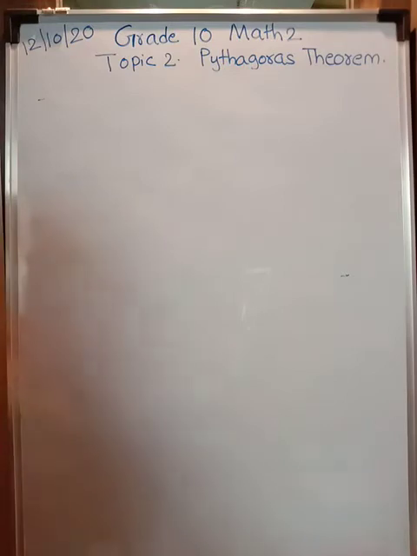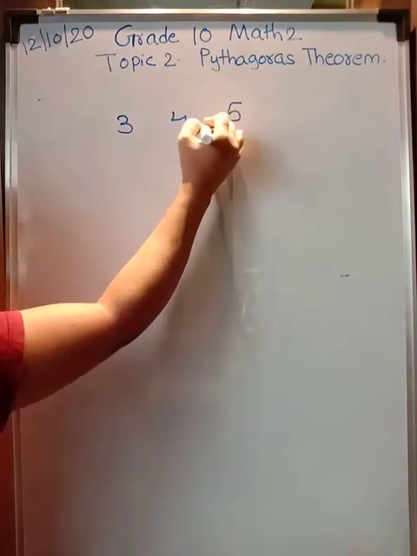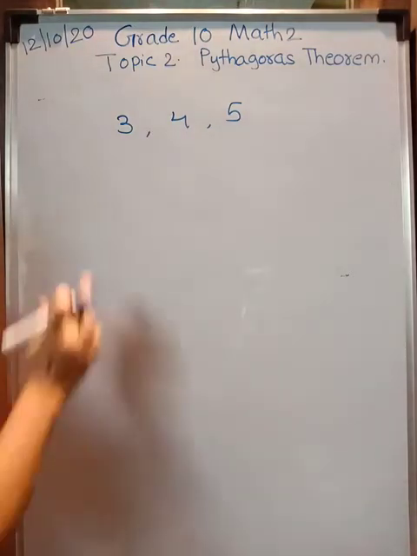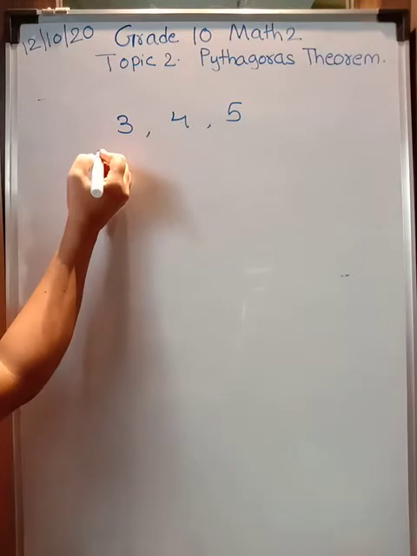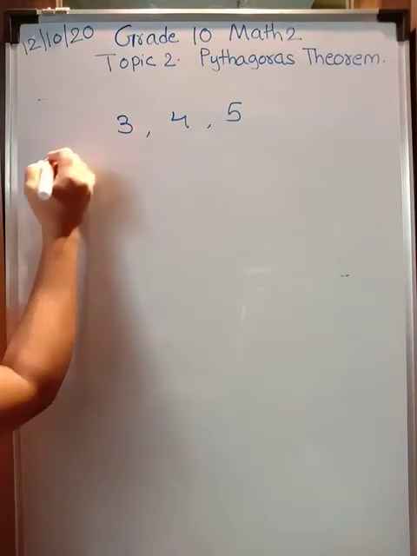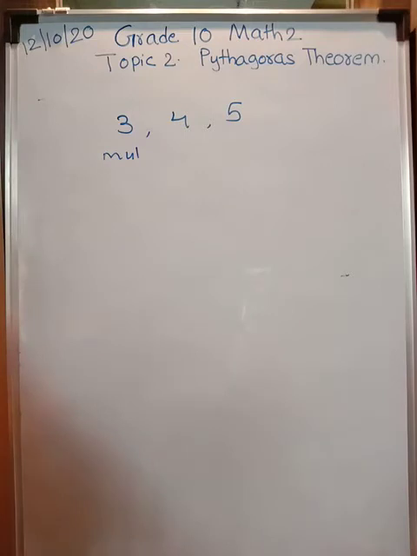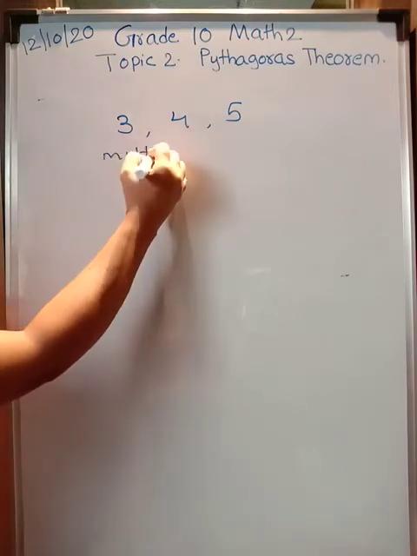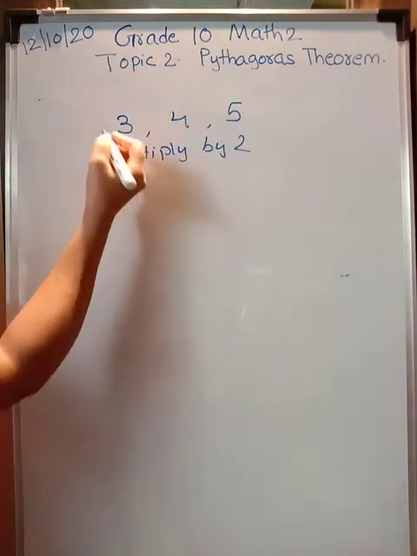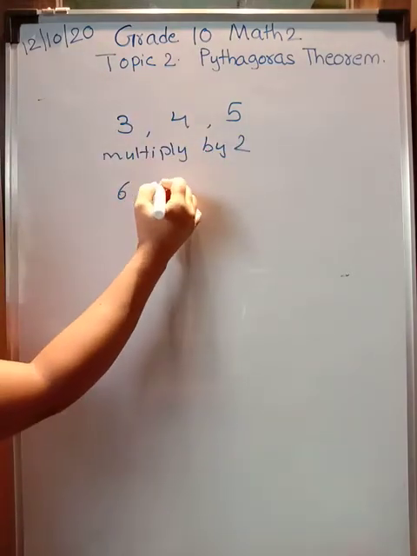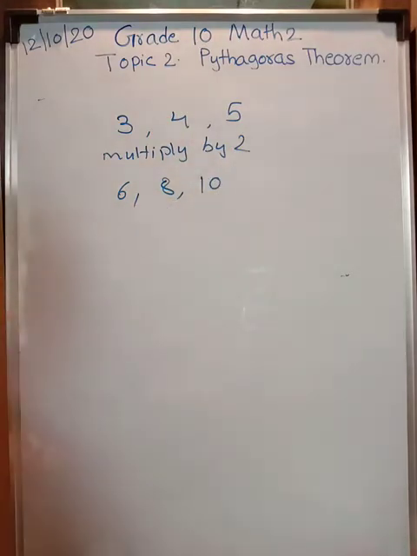If I have 3, 4 and 5 as a Pythagorean triplet, you multiply these 3 numbers by any one number. If I multiply by 2, by the same number, what will you get? 2 3s are 6, 4 2s are 8, 5 2s are 10. So this is also a Pythagorean triplet.